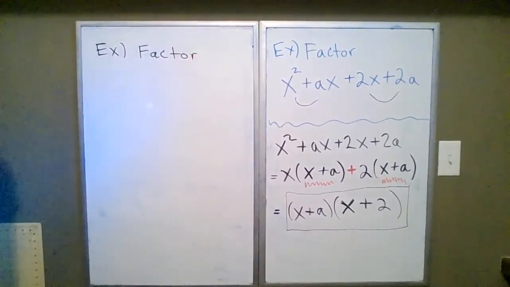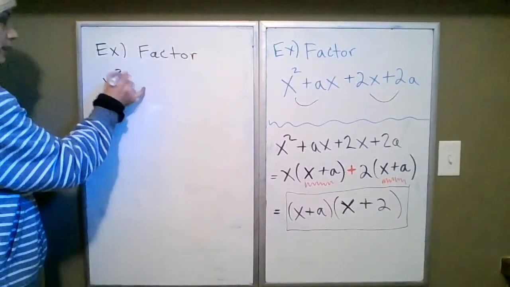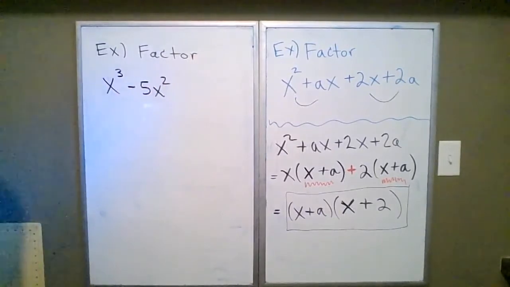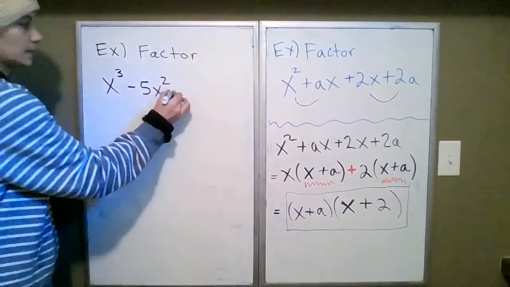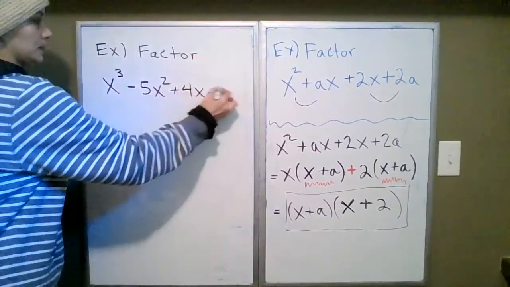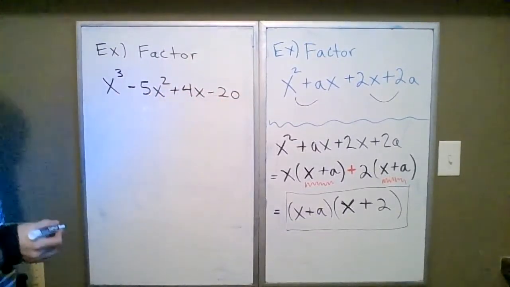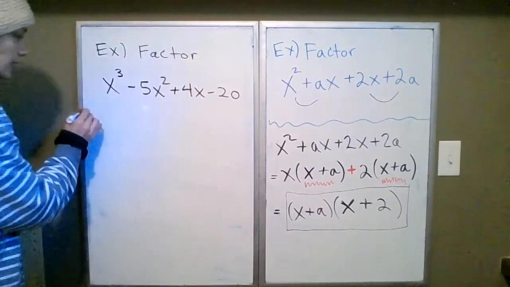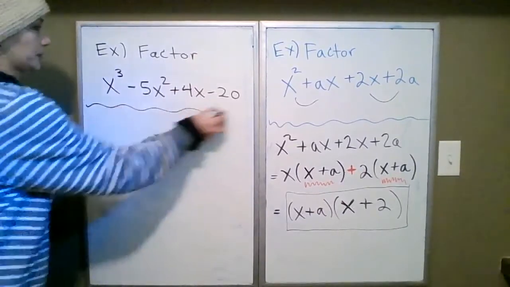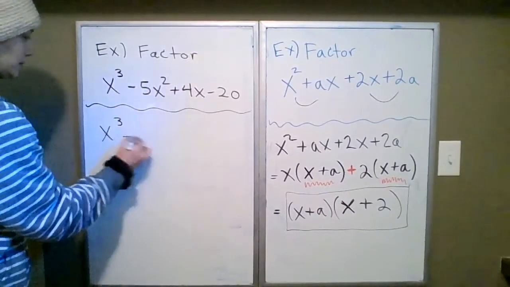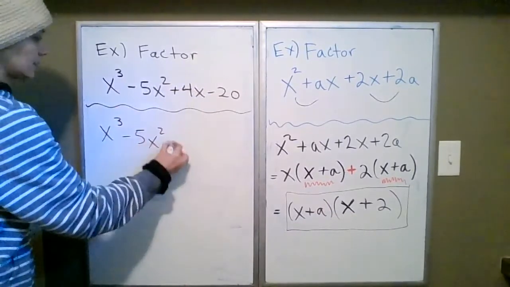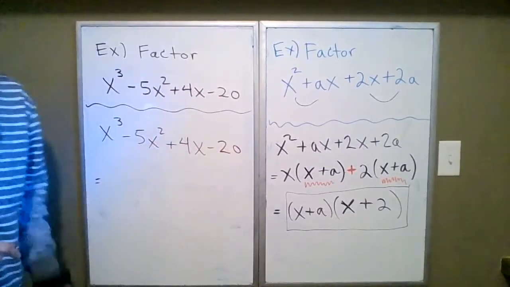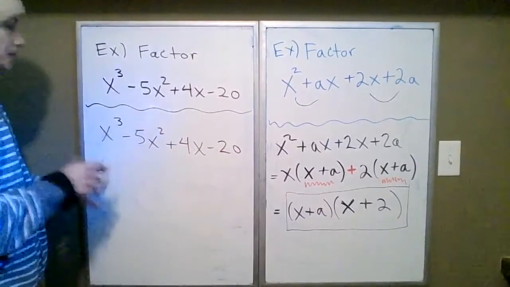X cubed minus 5x squared, add 4x and subtract 20. I think we can just pair them up right away. So I'm gonna just copy down the problem as it is. And we're going to put this first pair together.